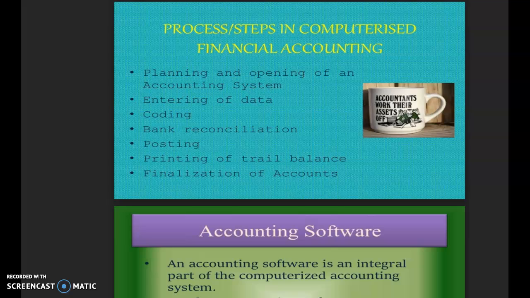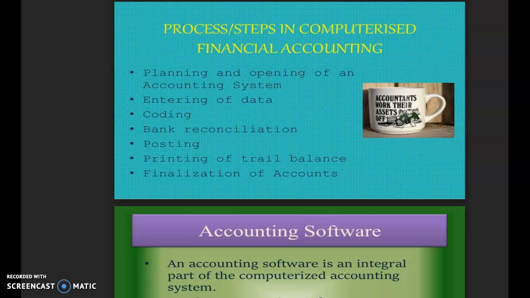In the same way here, when you have to start the computerized accounting system, you have to plan at the beginning. The first step is how you will plan and open an accounting system. Then you have to enter the data, that is the transactions which have been recorded. Then you have to codify under which account they have been transferred. Then you prepare the bank reconciliation, that is the matching of the cash book and passbook balances, and then posting in the various ledgers, printing of the trial balance, finalization of the accounts.